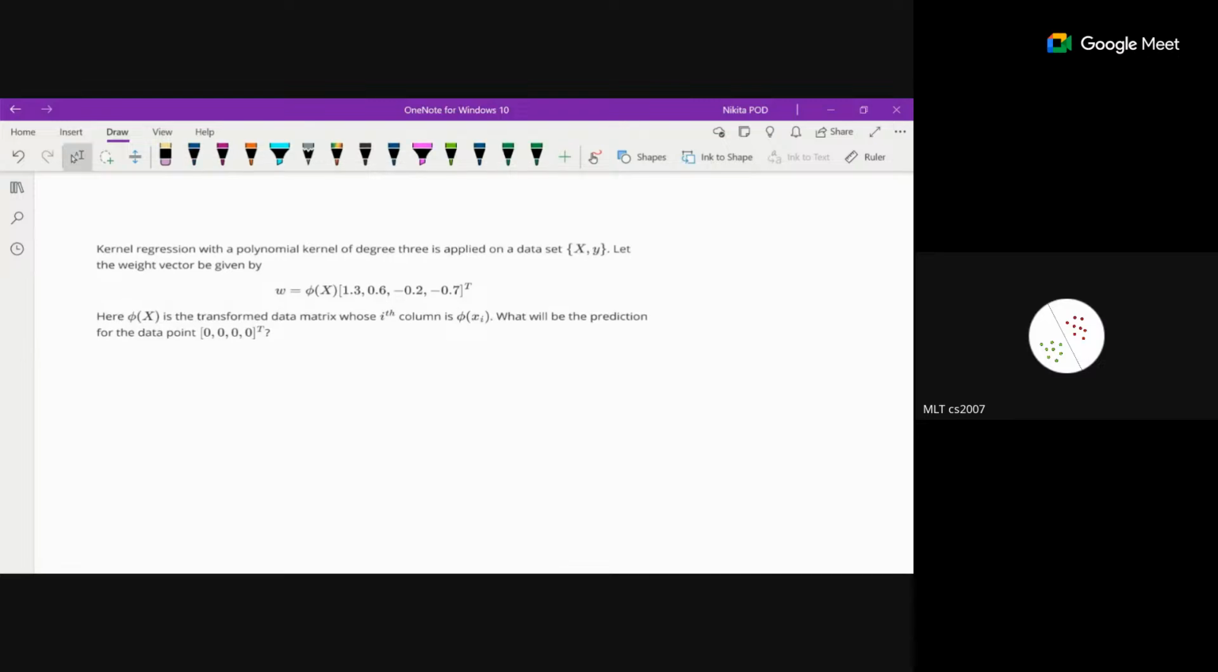Right, so this is another kernel regression question, but now the kernel that was used is different. Now here you have a polynomial kernel. In this question, you have to make the prediction for this data point.